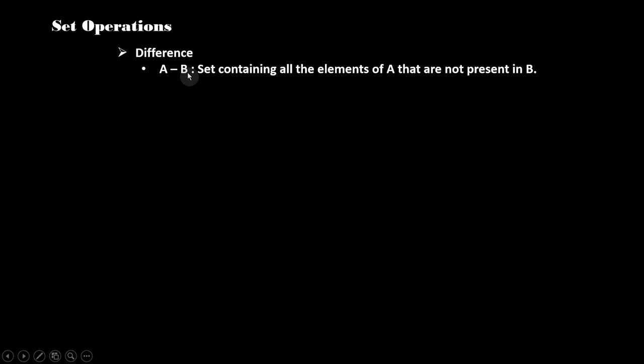Now we'll look at various set operations. As part of that, the first one is difference. So the difference between A and B is nothing but the set that contains all the elements present in A but not present in B. If we consider an example, A is having the elements 1, 2, 3, 4, 5 and B is having the elements 2, 3, 4, 6 and 7.